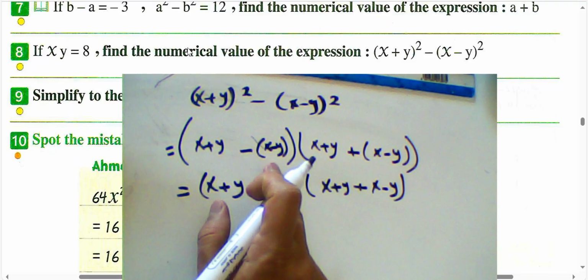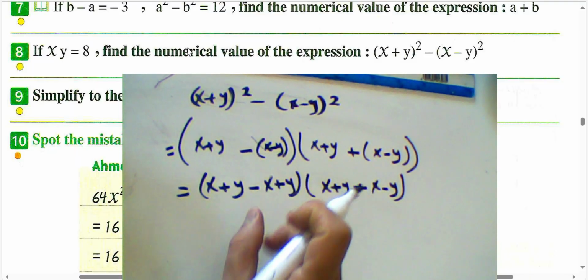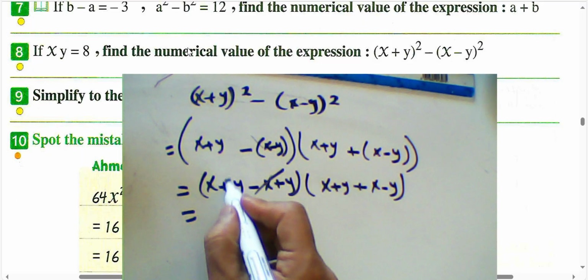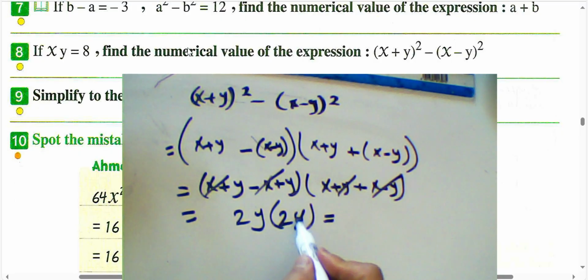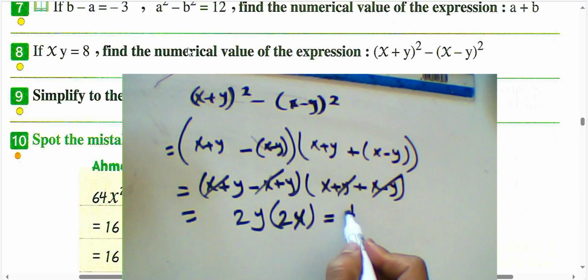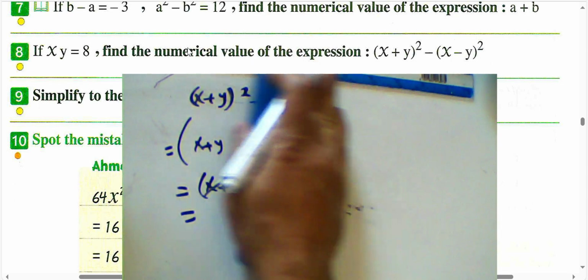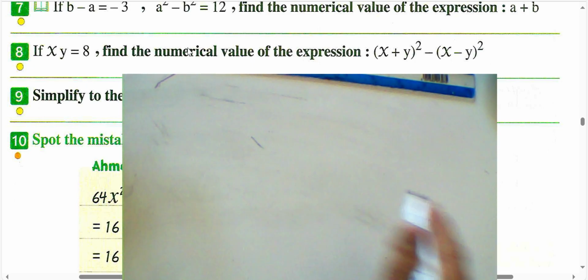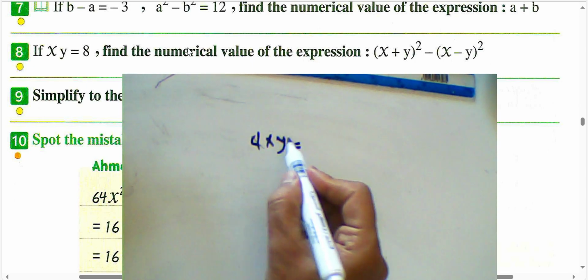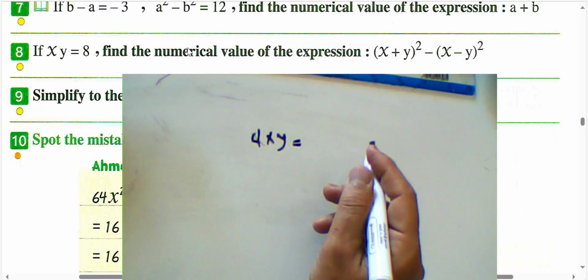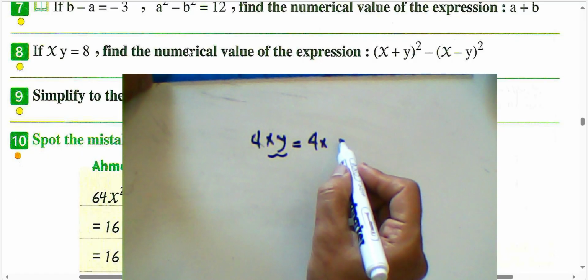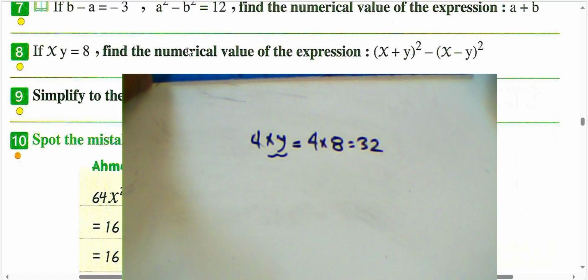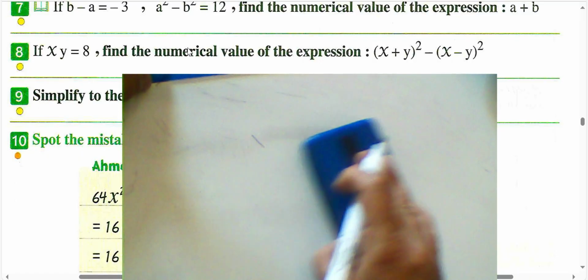Pay attention, the negative changes the expression, so you must put it inside brackets and then distribute. Simplest, y plus y equals 2y. Simplest, 2x plus x, 2x. And the result will be 4xy. 4xy equals, he gave us this information, the value of x times y is 8, then the result will be 4 multiplied by x times y equals 8. 4 times 8 equals 32. Then the answer here will be 32.